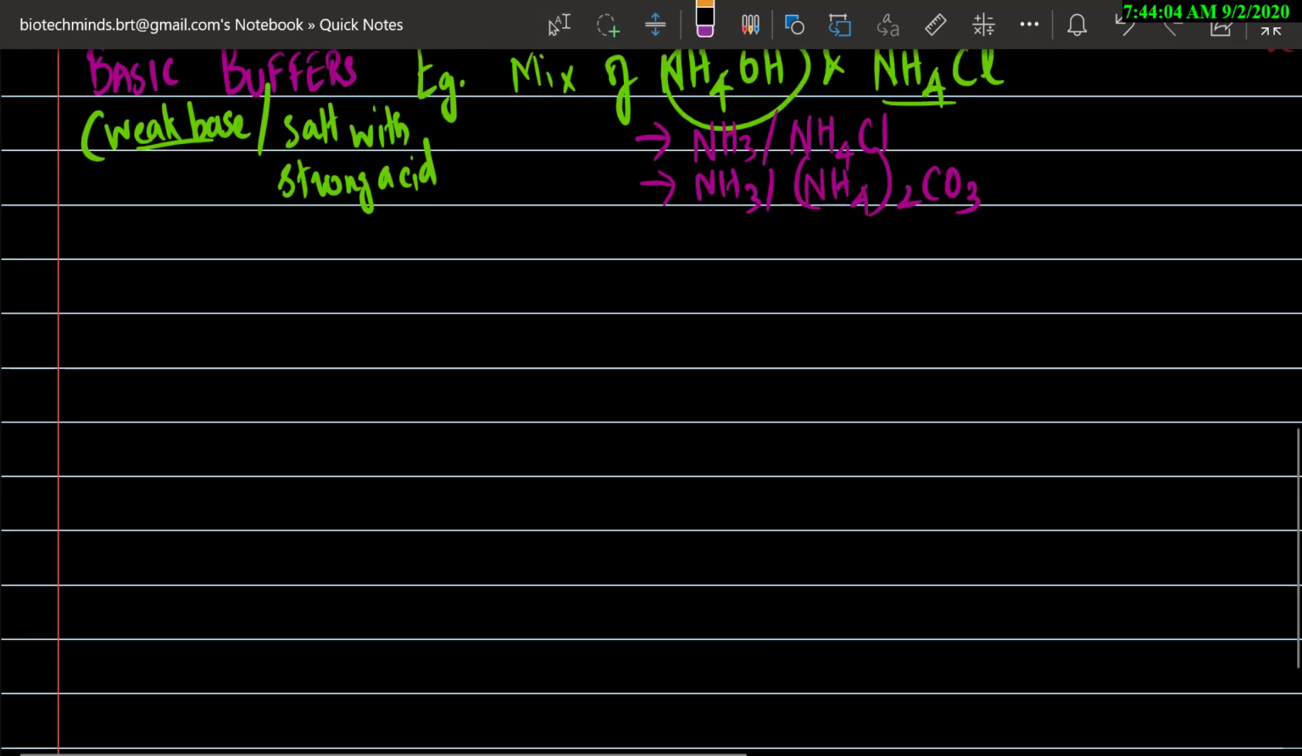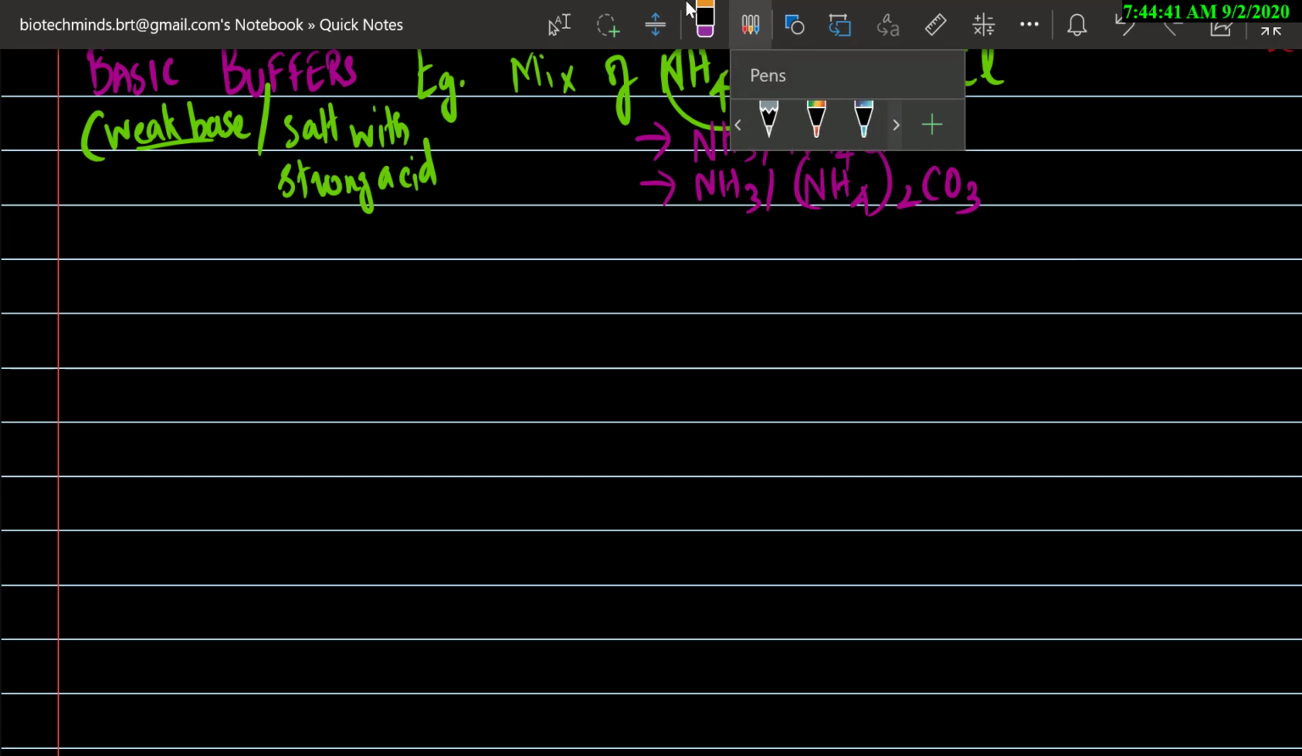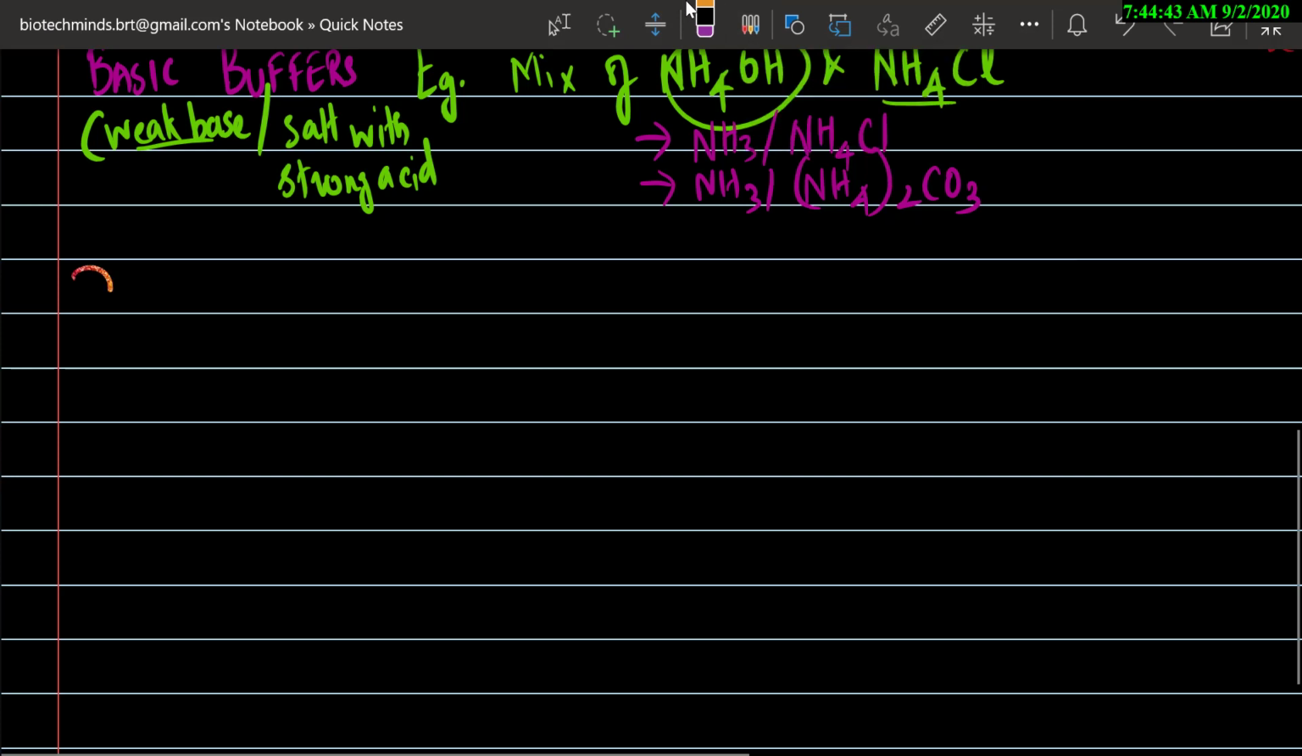Now these are the types of buffers that exist in organic chemistry as well as biochemistry. And apart from these two categories, acid buffers and basic buffers, there exists a third category, and it is known as double salt buffers. This is a special case of buffers. And what do you mean by double salt buffers?